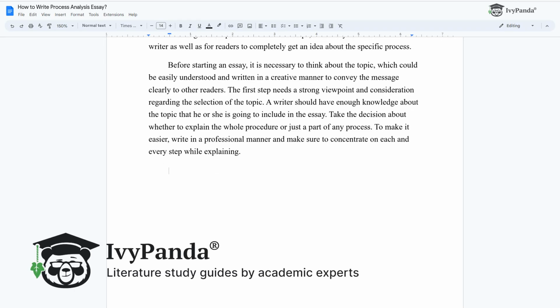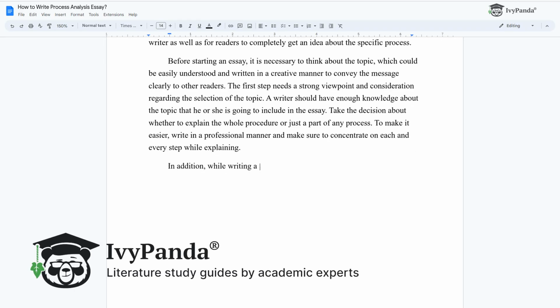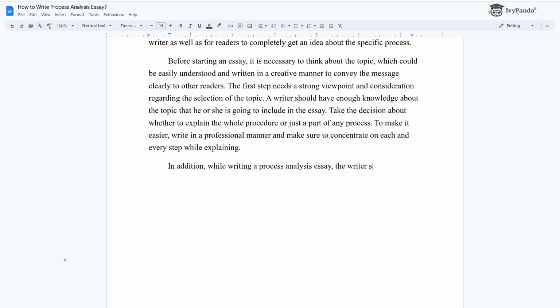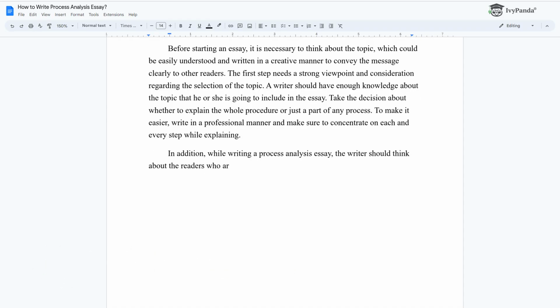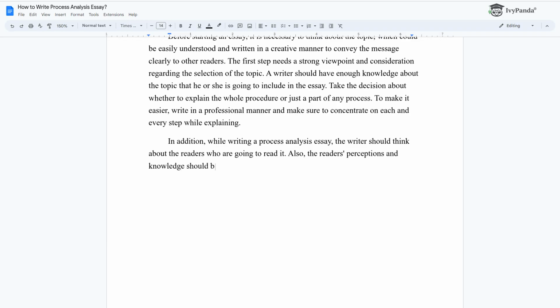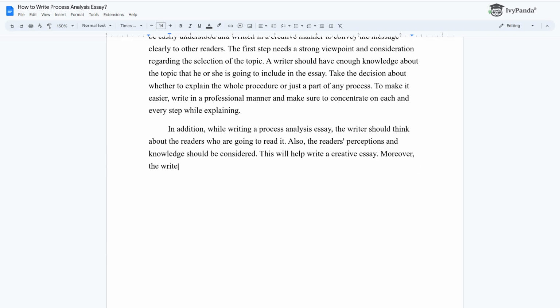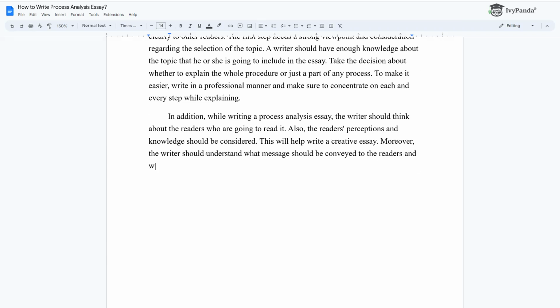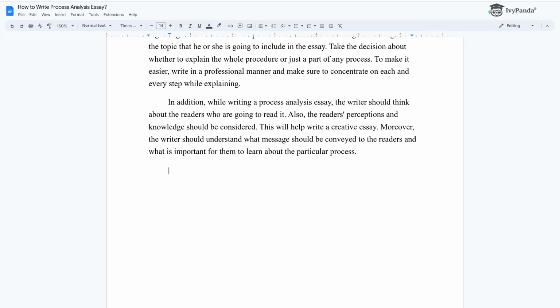In addition, while writing a process analysis essay, the writer should think about the readers who are going to read it. Also, the reader's perceptions and knowledge should be considered. This will help write a creative essay. Moreover, the writer should understand what message should be conveyed to the readers and what is important for them to learn about the particular process.